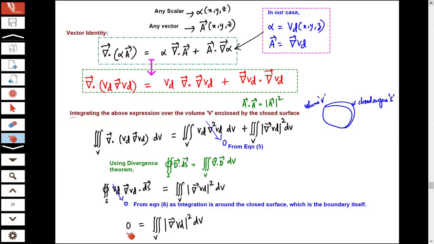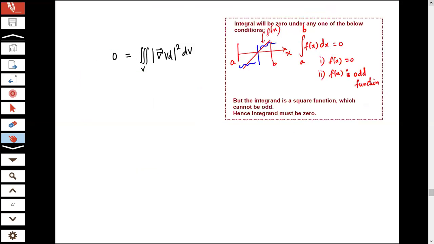Now we have to look at how this integration will be 0, or under which condition this integration can be 0. So when we look at the integration of a function over the interval a to b, if this is 0, there are two possibilities when the integral can become 0. One is if the function itself is 0, or if the function is odd, then the integration becomes 0, which means if the function f of x is equally negative and positive over the interval a to b, then this function is said to be odd function. Integration of odd function over this interval can be 0.